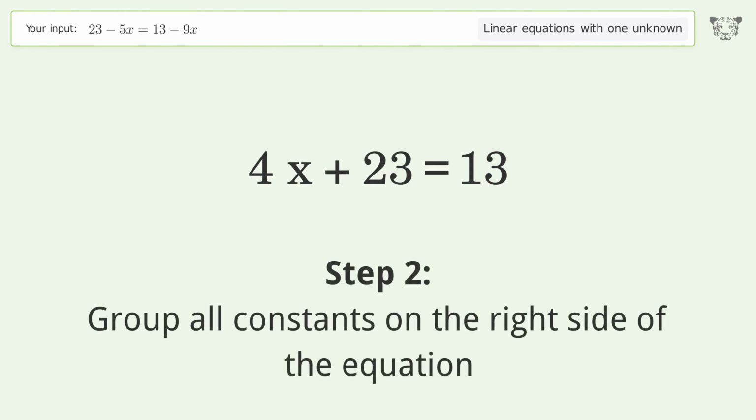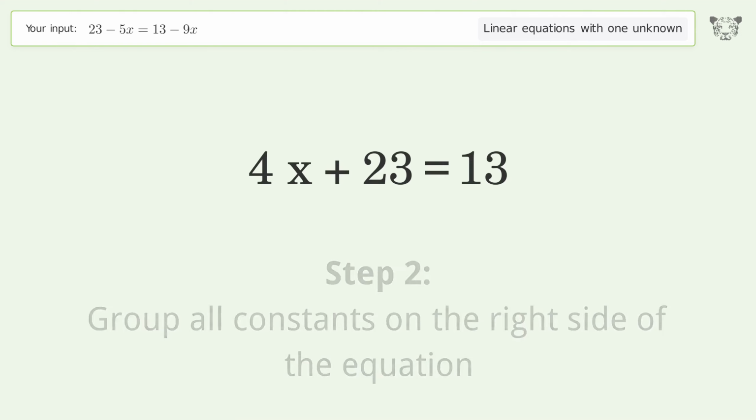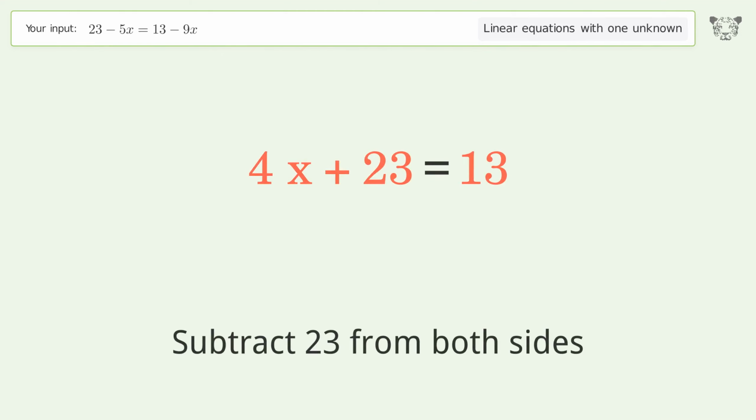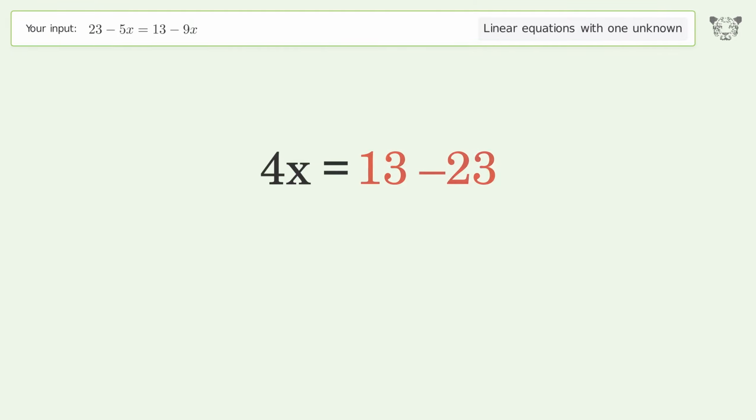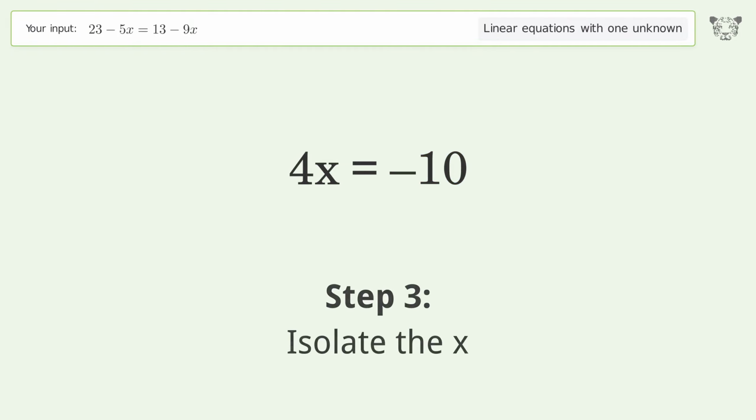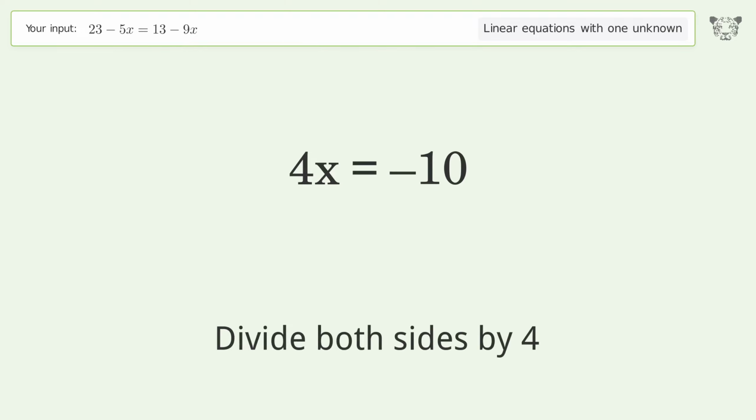Group all constants on the right side of the equation. Subtract 23 from both sides. Simplify the arithmetic. Isolate the x. Divide both sides by 4.